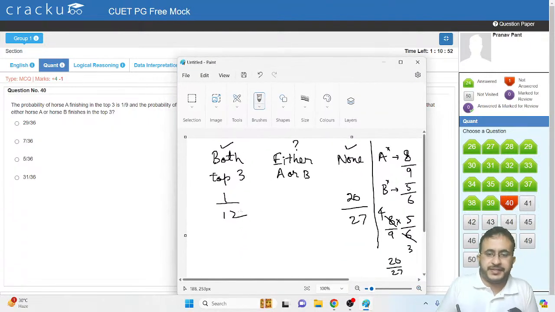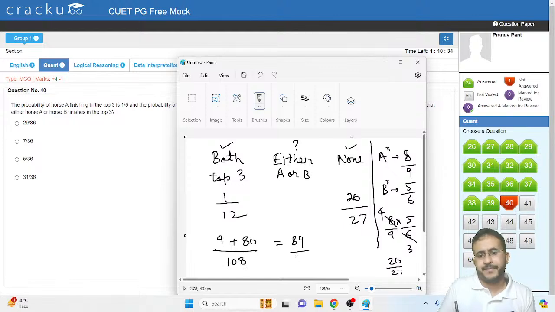So if we add these, we will get 108 as the LCM. This is 9 and this is 80. 89. 19 by 108 क्यों आ रहा है?